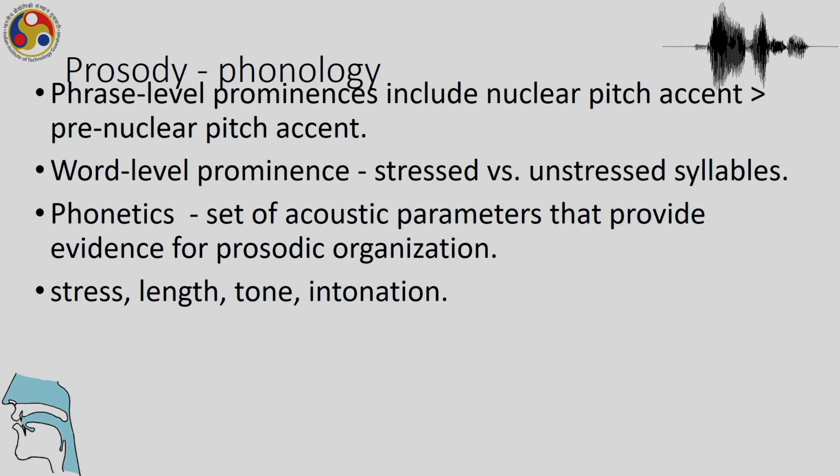Phrase level prominences include nuclear pitch accent and pre-nuclear pitch accents. We will talk about why some analyses have nuclear pitch accents and pre-nuclear pitch accents in the lecture where we talk about intonational phonology. However, in every analysis of intonation, word level prominence, that is stressed versus unstressed syllables, is very important. And when we talk about the phonetics of prosody, the set of acoustic parameters that provide evidence for prosodic organization, that is stress, length, all these things are important.